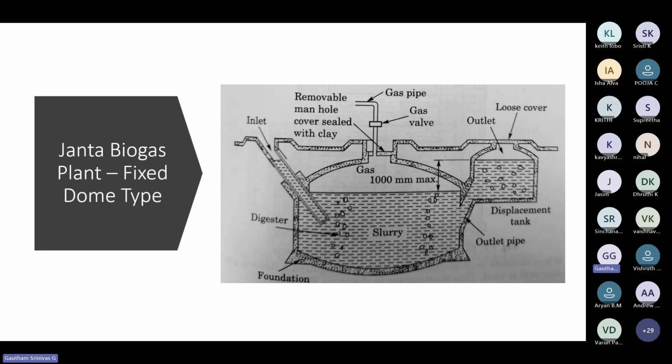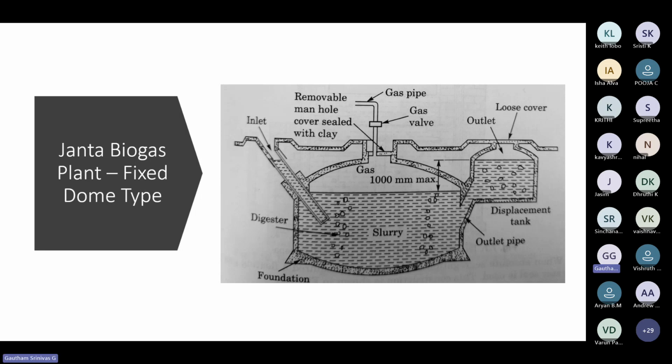Next is the fixed dome type Janta biogas plant, where you have the inlet and the outlet. This is almost at the same level, but there is a slight head difference here also. The digestion happens in a single tank, and the gas rises to the top half of this tank. It's stored over here, and whenever required, the gas is emptied out.